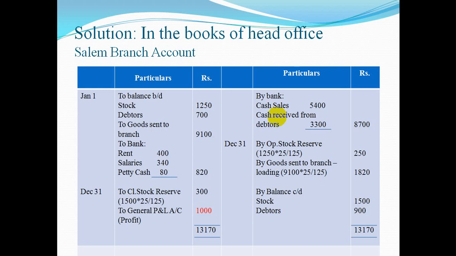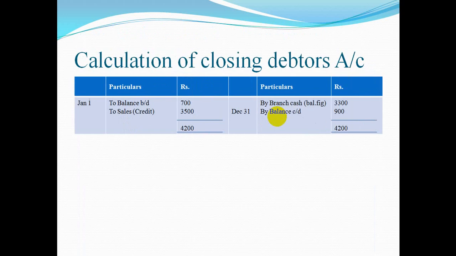And then by balance carried down, we have the stock and the debtors. Stock value is 1,500 and the debtor is 900. In this problem, we have one more missing figure, which is cash received from debtors. That is why we do the calculation of closing debtors account. To balance brought down is 700, the credit sale is 3,500 and the closing balance of debtor is 900. The missing figure is cash received from debtors. That's why I mentioned here a balance figure of 3,300.